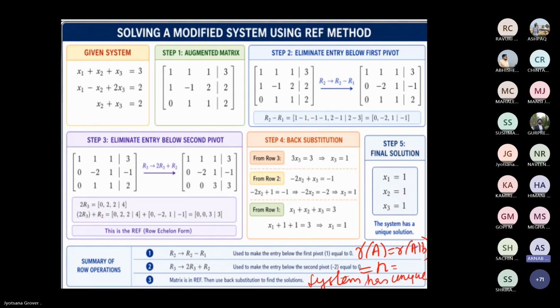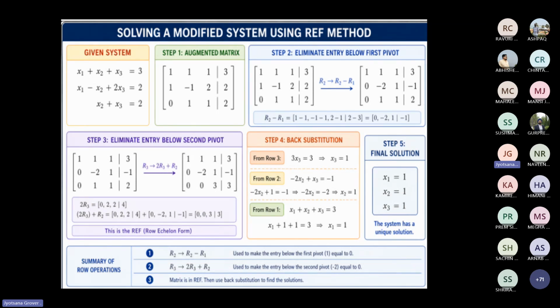Ma'am, I was there with you till x1 equal to 1, x2 equal to 1, and x3 equal to 1. After that, can you repeat that part? Yeah, we got the solution that x1, x2, x3 are all equal to 1. After that, we have to analyze why we are getting a unique solution. So I'm trying to tell you the reason of getting a unique solution.